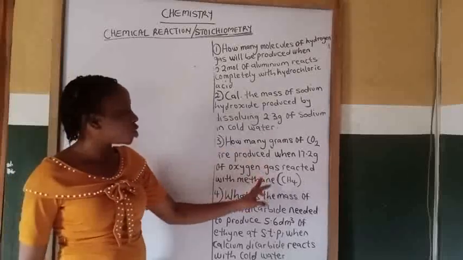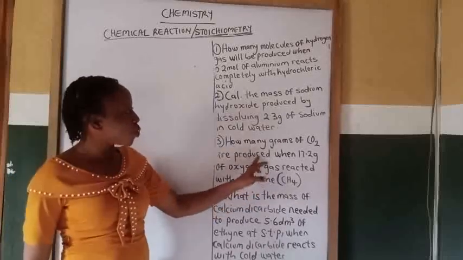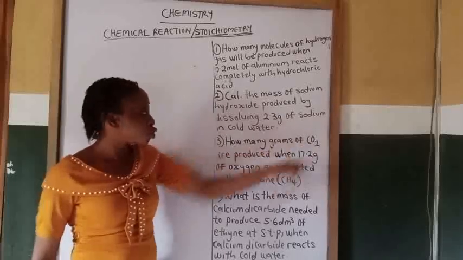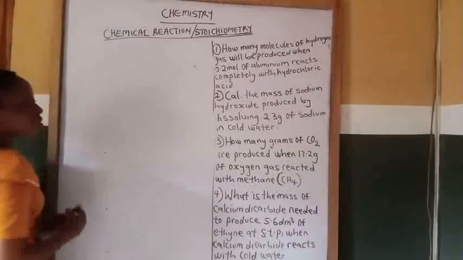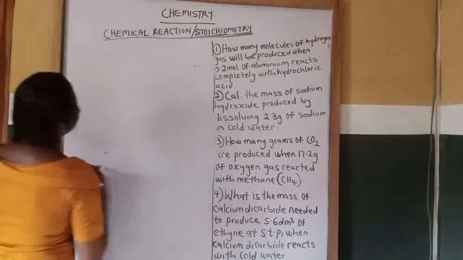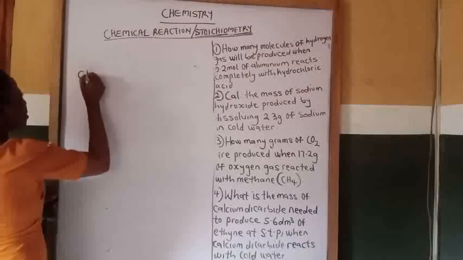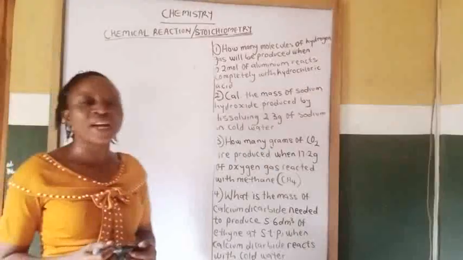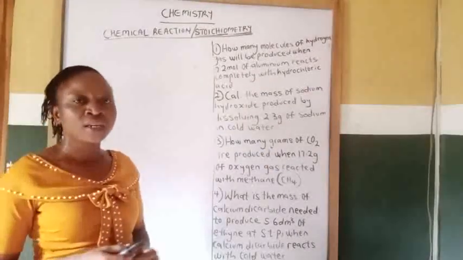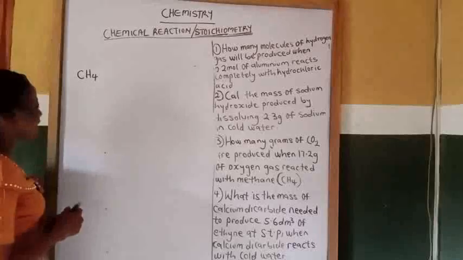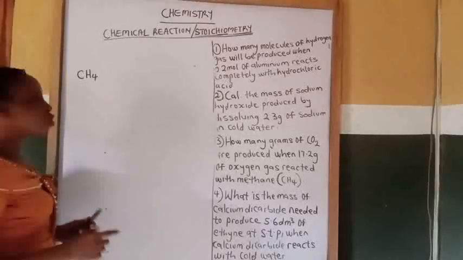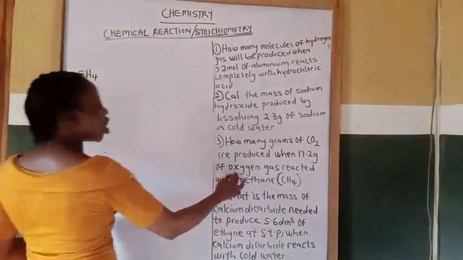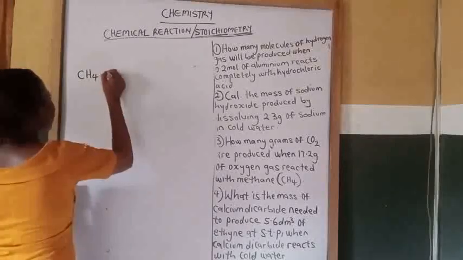That is, the reaction between methane and oxygen will produce CO2. Methane is CH4. Don't forget that methane is an organic compound. It is an alkane, the first member of alkane. So the reaction is between oxygen and methane.